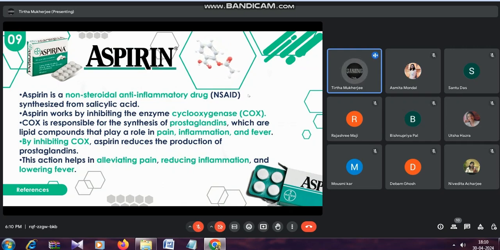It works by inhibiting the enzyme cyclooxygenase, which is responsible for the synthesis of prostaglandins. Prostaglandins are lipid compounds that play a role in pain, inflammation, and fever. So by inhibiting COX, aspirin reduces the production of prostaglandins, thereby alleviating pain, reducing inflammation, and lowering fever. And these are the references I have referred.